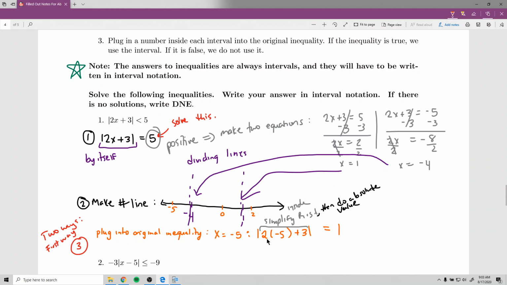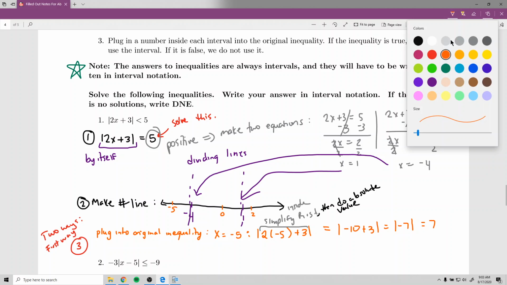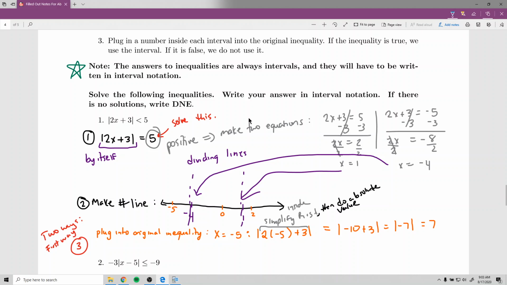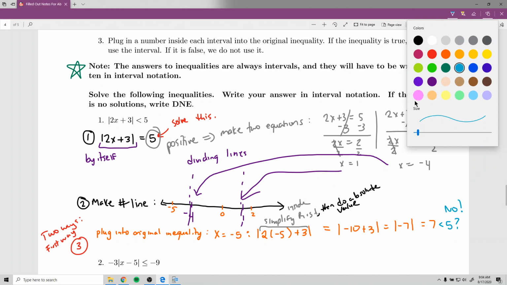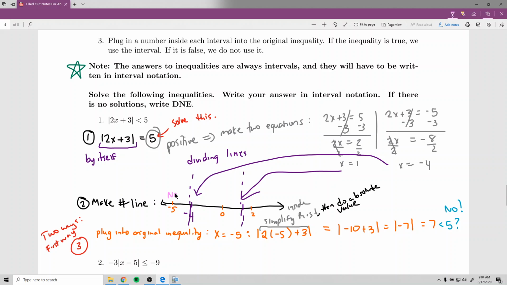Okay, so the inside, 2 times -5 is -10, plus 3. And -10 plus 3 is -7. All right, we simplified the inside down to one number, and now the absolute value of -7 is 7. Now, is this less than 5? Because that's what we want to check. No, this is not less than 5. So above -5, I'm just going to write a no.